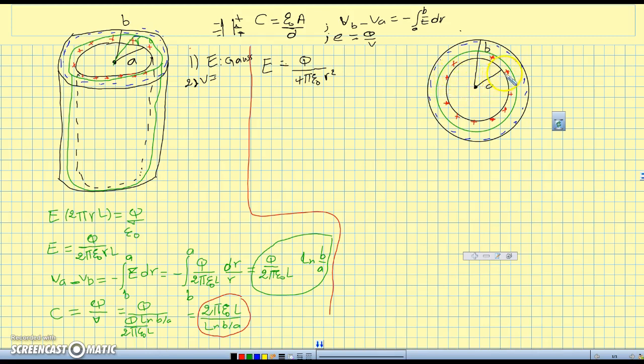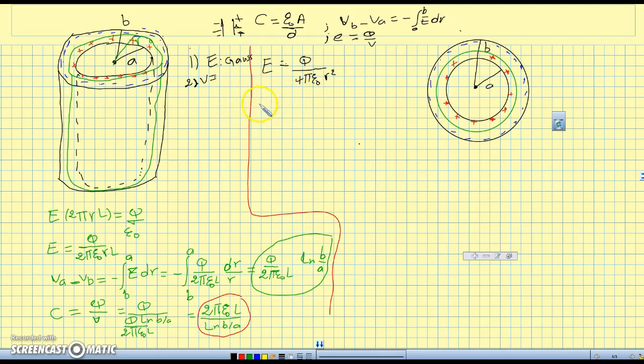This one of radius A and here radius B. So the strategy is the same: find the field using Gauss law, then evaluate the voltage, then divide the charge by V. So I'm going to choose a Gaussian surface, that is a sphere, the green, that includes this positive charge in red. According to Gauss law, I'm going to find E. So I will have the charge divided by 4 pi epsilon 0 r squared. We did this several times in class.